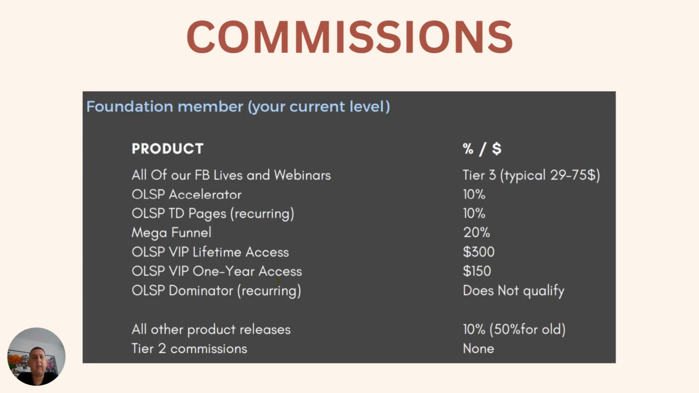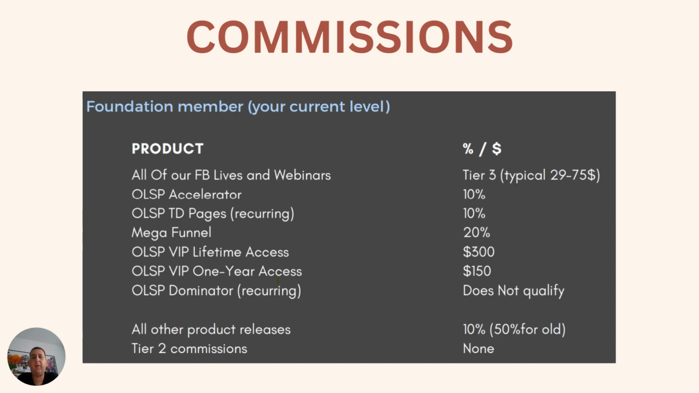And for the last slide, I have a little example of what the commissions are for you as a foundation member. This is for the members who are not paying anything, but still get commissions. These are all the ways you can make money from the OLSP system. For example, if you promote Facebook Lives and webinars, which usually convert very, very well, you will typically get from $29 to $75. For some other programs, you will get 10% commissions, for some 20%.